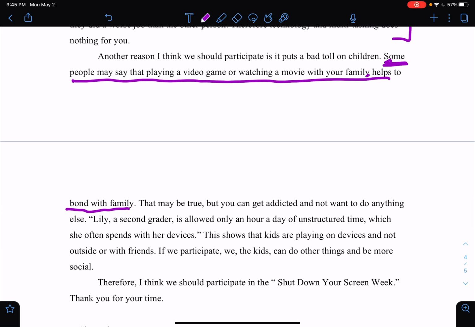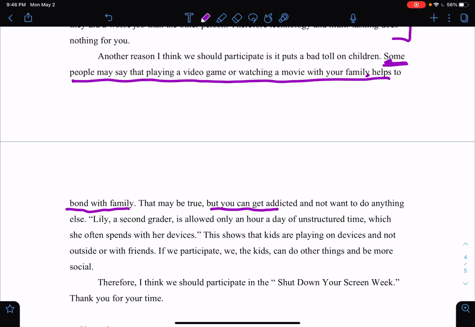So you acknowledge the counterargument. You don't say, this is a great example. You acknowledge, you say, this may be true or that's a valid point. But you can get addicted and not want to do anything else. He or she has a piece of evidence. Lily, a second grader, is allowed only an hour a day of unstructured time, which she often spends with her devices. This shows that kids are playing on devices and not outside with friends.